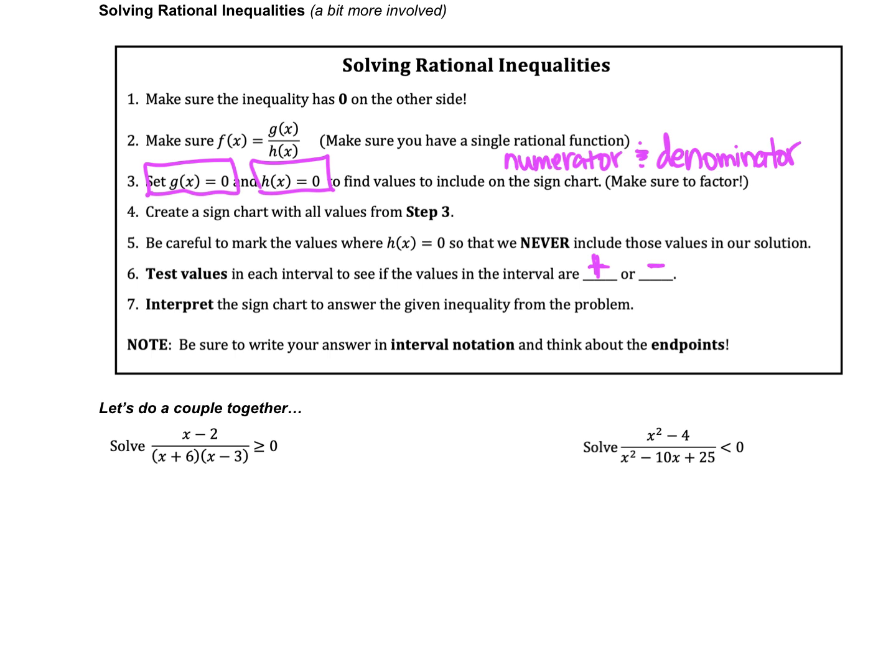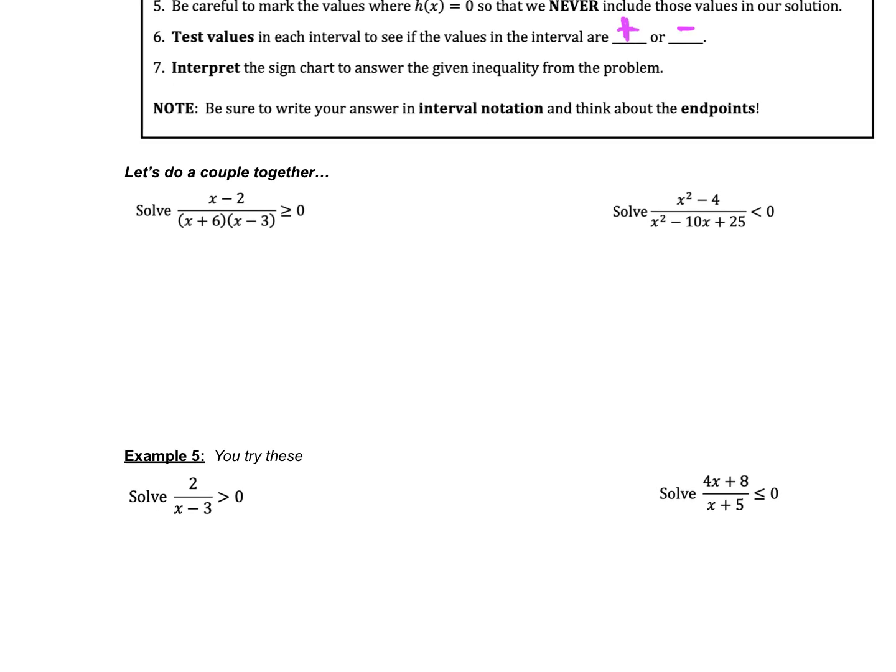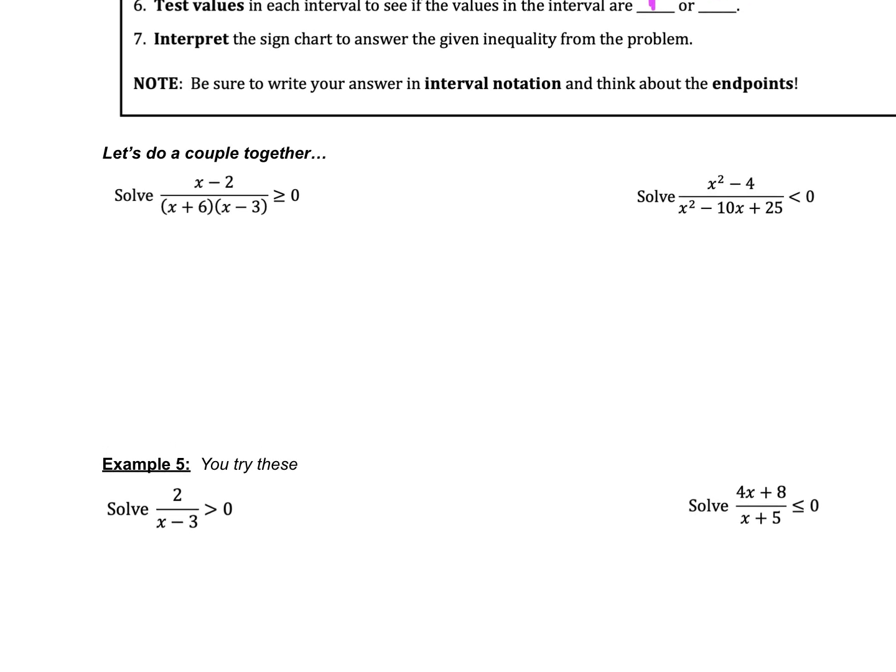Right now, those steps probably sound hideous and don't make any sense whatsoever. Let me walk you through one, okay? So let's look at this first one together, all right? We want to solve that inequality. We want to know where (x minus 2) over (x plus 6)(x minus 3) is greater than or equal to 0. So are we looking for positives or negatives? Positives, because we're greater than or equal to 0.